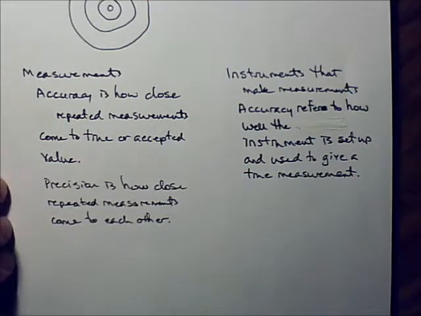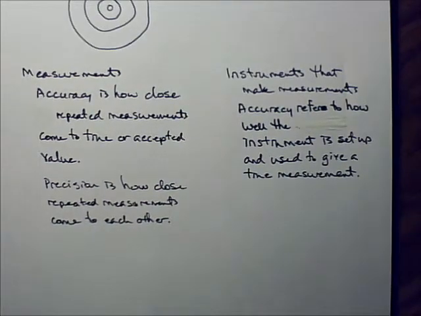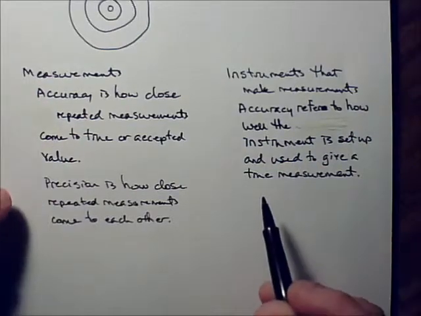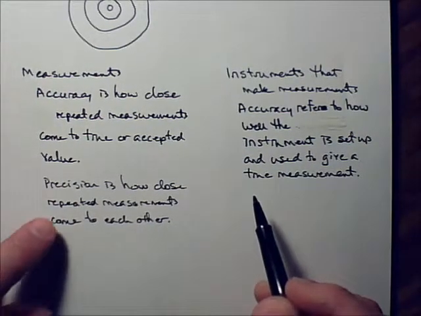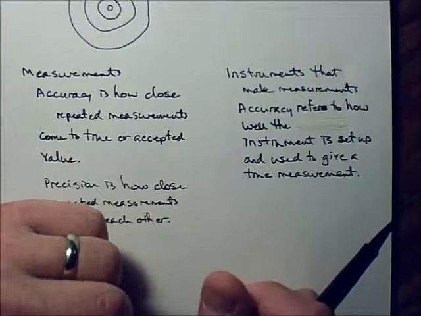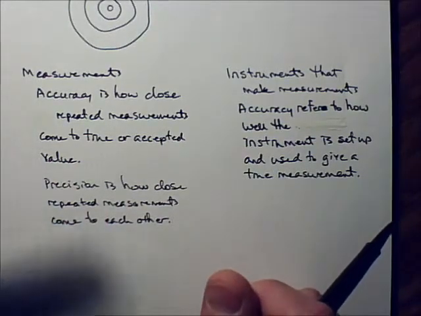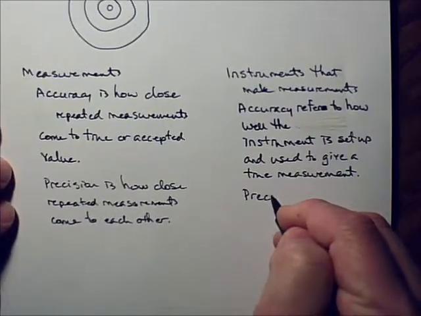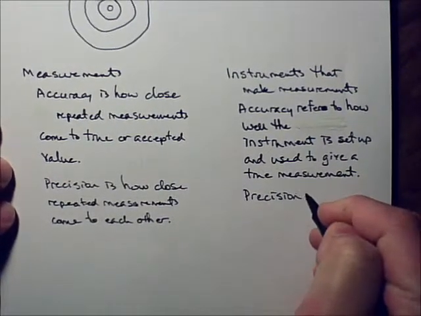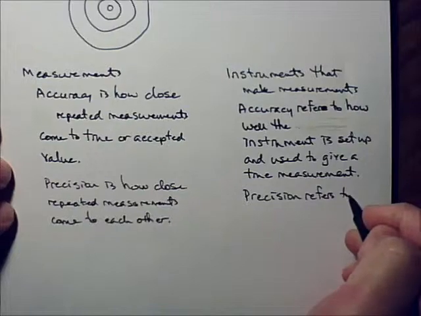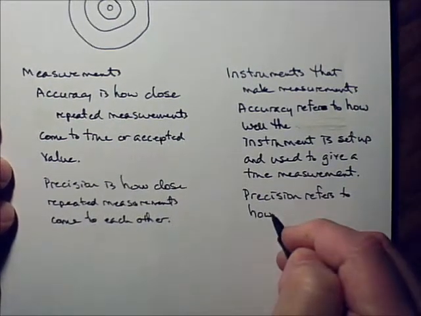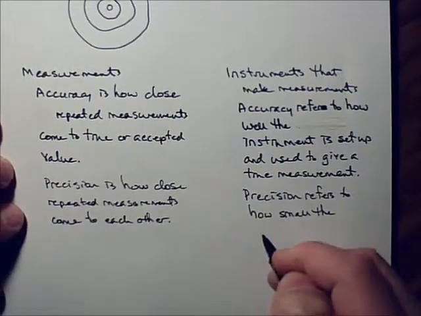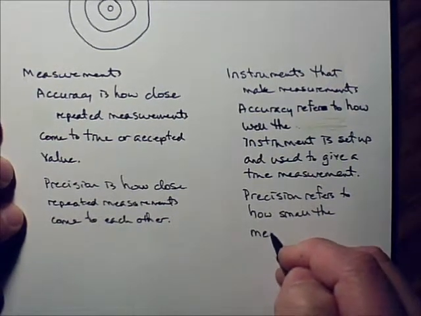All right. Precision then kind of sounds a little bit different. I think these two definitions of accuracy for both measurements and instruments kind of sound the same. All right. But precision sounds a little different. To me, they seem to be the same, but they sound a little different to the ear of a lot of students. Precision with instrumentation refers to how small the measurement graduations are.